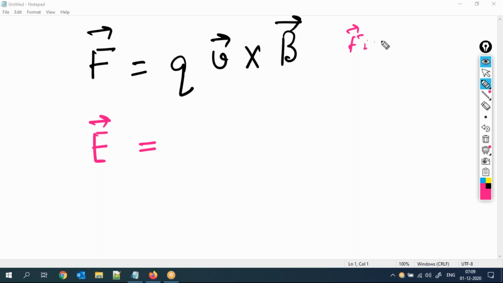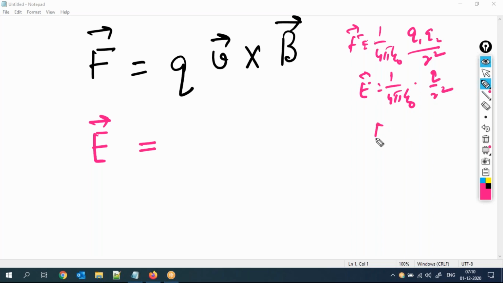F equal to 1 by 4 pi epsilon naught Q1 Q2 by R square, right? Yes, sir. Electric field is 1 by 4 pi epsilon naught Q by R square, right? F equal to QE, right? Yes, sir.